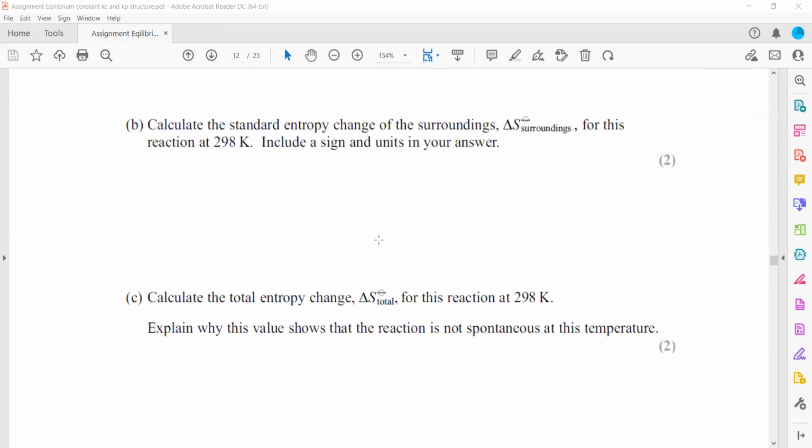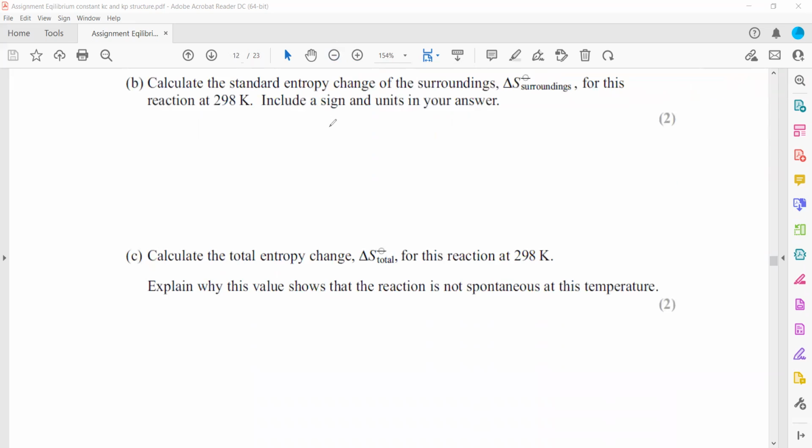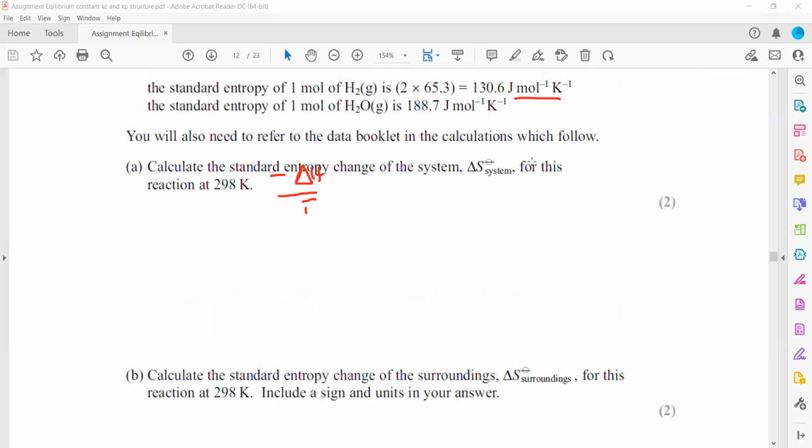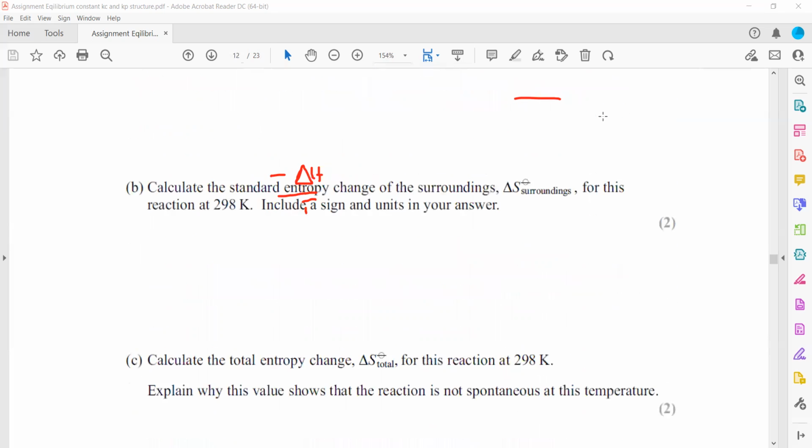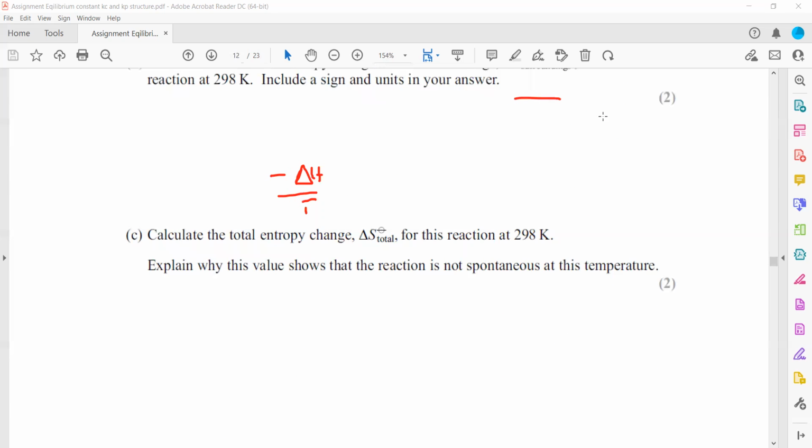Then calculate the standard entropy change of the surroundings. So how to calculate it for the surroundings? It is minus delta H by T. That will give us the entropy change of the surroundings. And one more thing, the enthalpy change is always given in kilojoules, so don't forget to convert into joule. Like here, the value for delta H is given in kilojoules. So don't forget to convert into joule. To convert kilojoule to joule, you multiply by 1000.